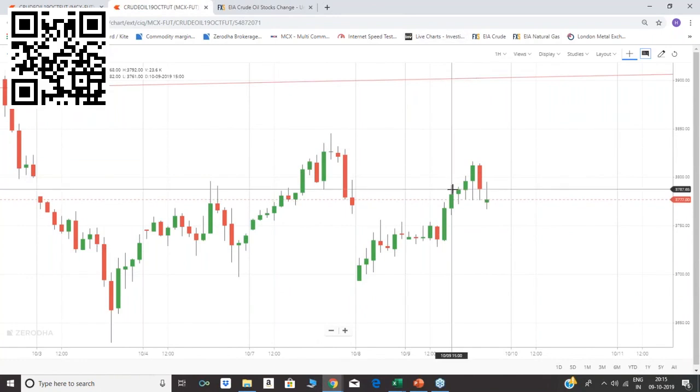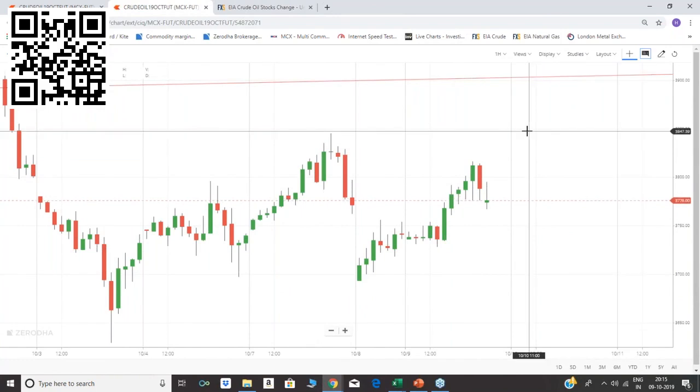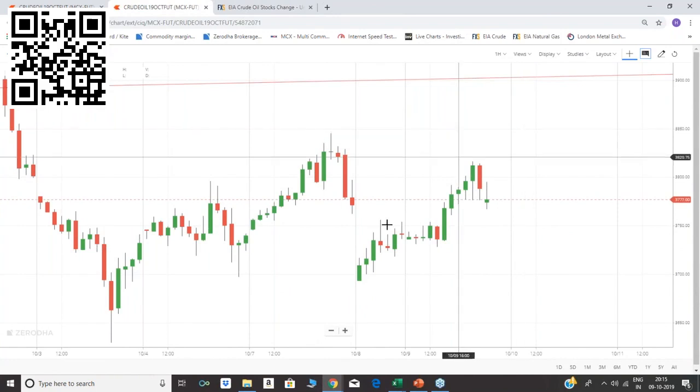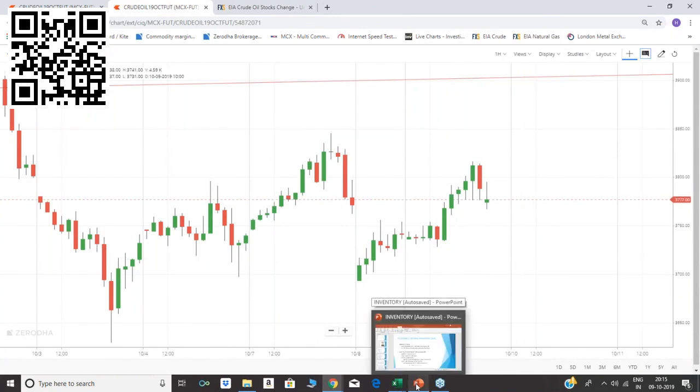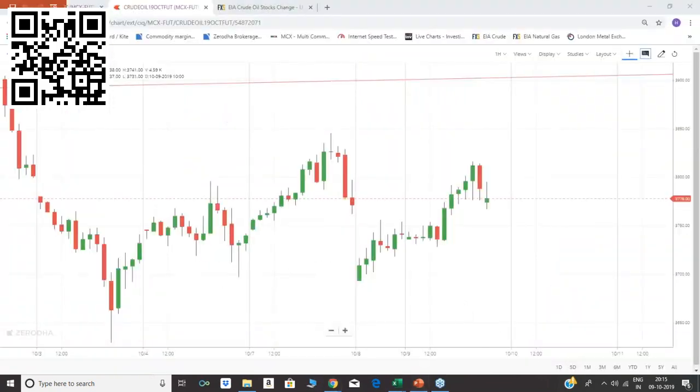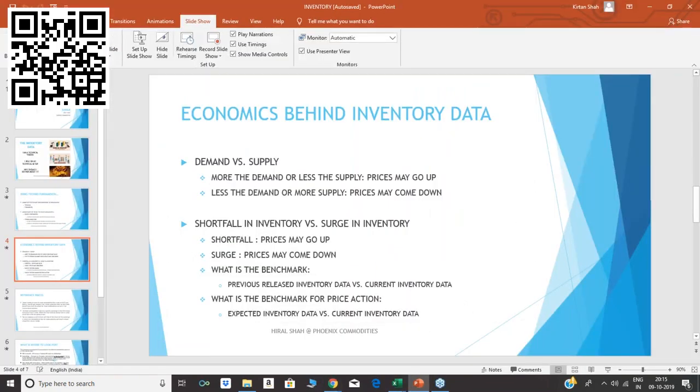Okay, shall I go to a little bit of theory portion? As of now I'm not able to apply any indicators here in Zerodha. Is it fine? Any further query? Yeah, let us do a little bit of theory portion, and then again we'll come to charts. Okay.